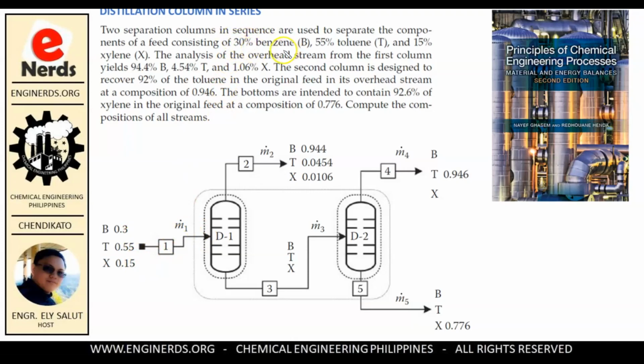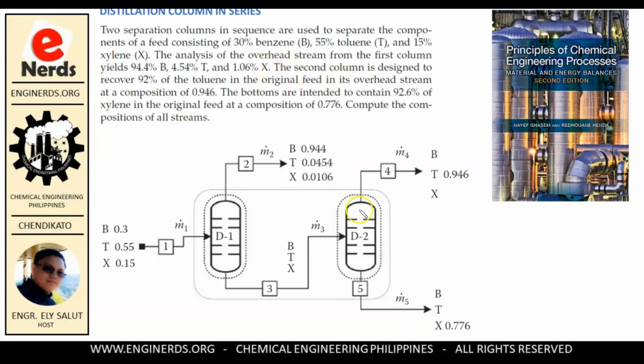Okay, so dito naman sa ating feed, our feed here is M1 and it is mentioned here we have 30% of benzene, so we have 0.3 of B, 55% of toluene, so we have 0.55 of toluene and 15% of xylene, so we have 0.15 of xylene in here.